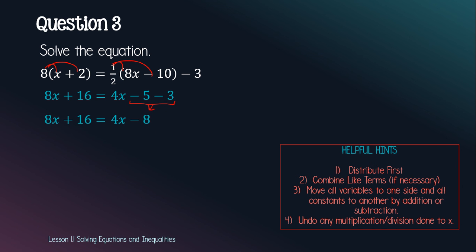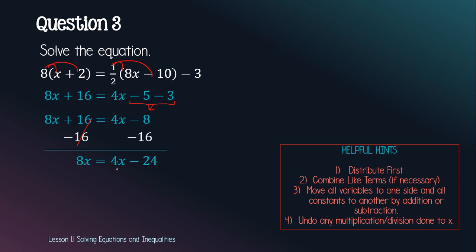So I like to move all my variables to one side and all my constants to the other. So I'm going to start by moving my constants, or those numbers. Since I have this plus 16 on the left, I'm going to move it to the right by subtracting it from both sides. And when I do, my 16s will cancel, and I'm left with 8x equals 4x minus 24, because -8 minus 16 gives me -24.